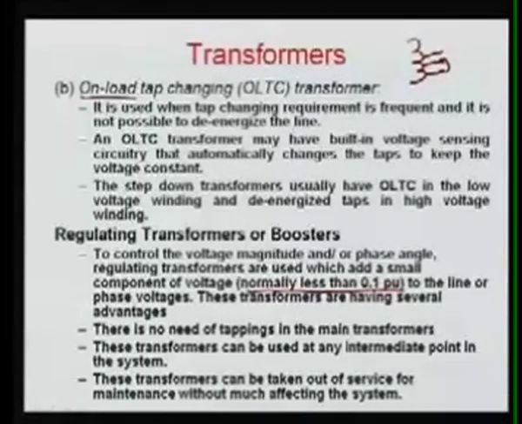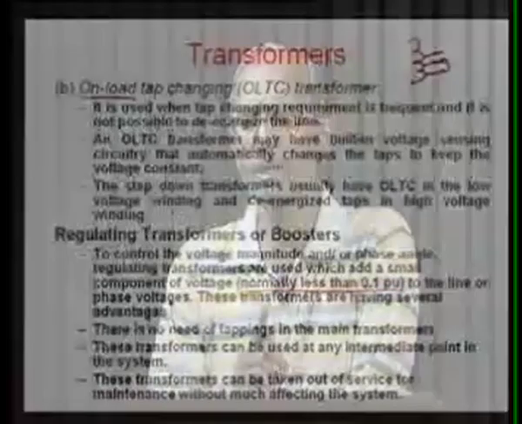These transformers can be taken out of service for maintenance without much affecting the system, because their purpose is to control the voltage or phase angle. They can be taken out without any problem, and then we can monitor, do some analysis and maintenance work, and then we can put them back in the system without any problem. So, you can say the boosting transformer may be of two types.